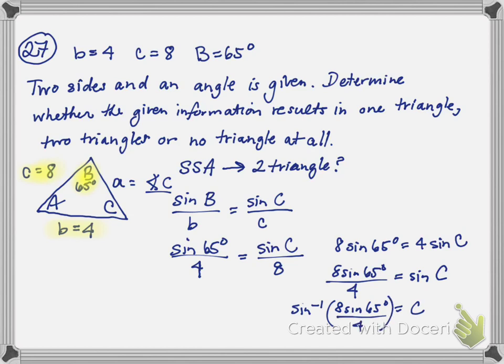Now your next step is to plug that into the calculator. When I plug that into the calculator, I get something that usually stresses students out. It says domain error for angle C. What that means is I don't have a triangle. So the answer is no triangle.